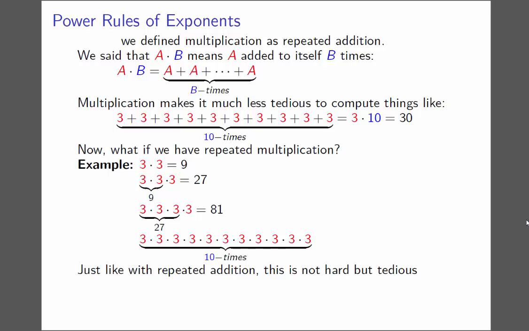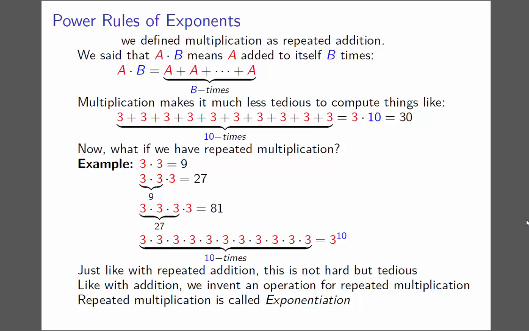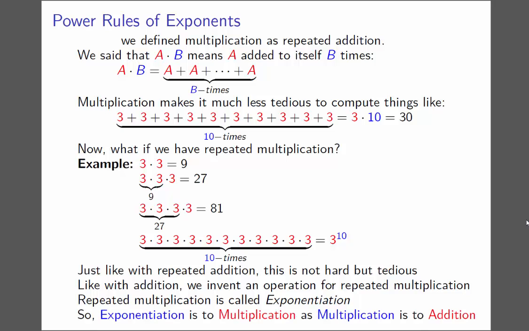Well, just like with repeated addition, this is not hard, but tedious. And like with addition, we invent an operation for repeated multiplication. Repeated multiplication is called exponentiation. And we write it as 3 to the 10. So exponentiation is to multiplication as multiplication is to addition. And for those of you curious, 3 to the 10 is 59,049.